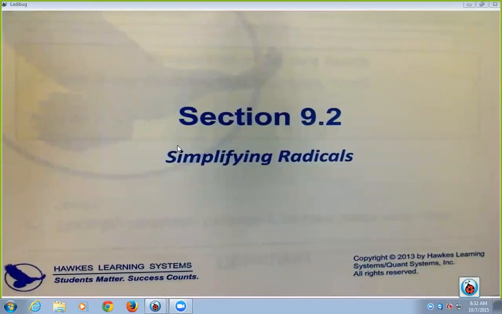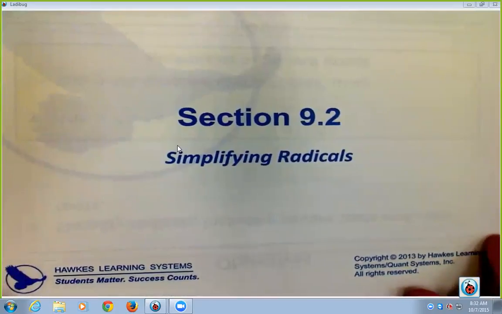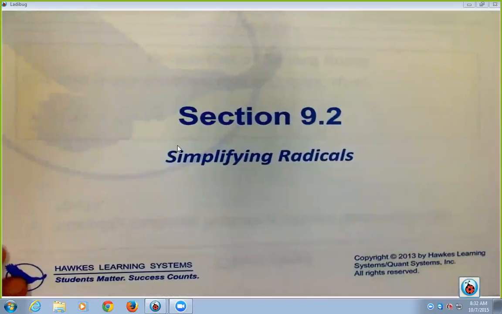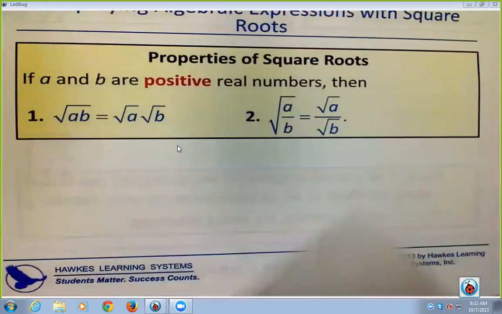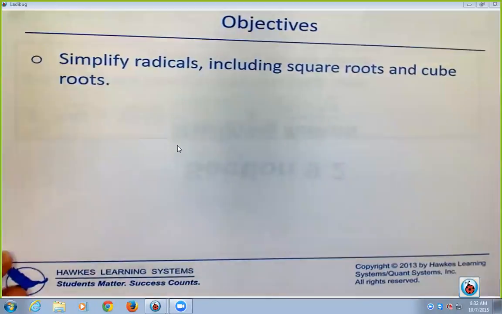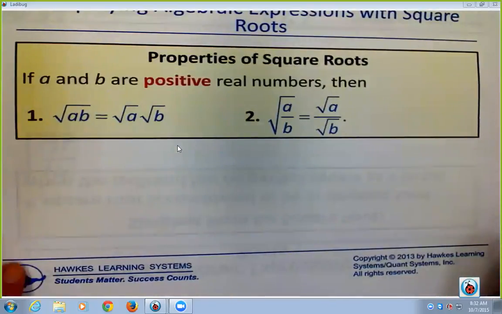They're not perfect squares. They're not perfect cubes. And so we have to have ways, but we want to have them be a non-decimal answer. And so we're going to work with those. And so simplifying radicals, including square roots and cube roots. And so we're going to take a look at those.